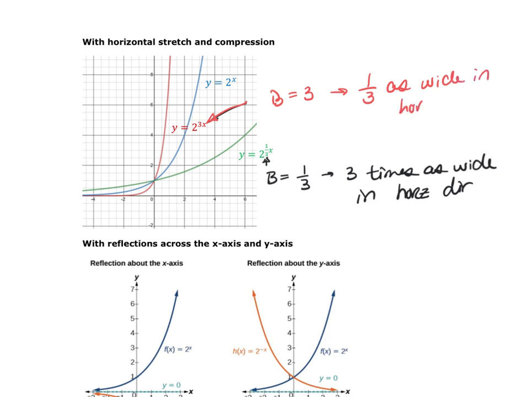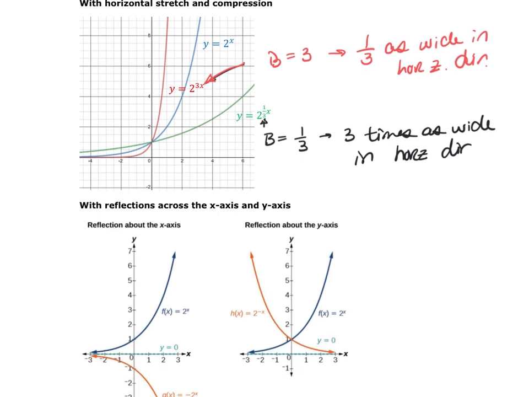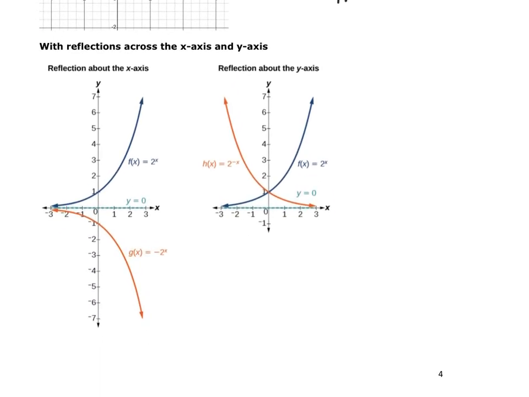horizontal direction. Okay? And of course we have the reflections. Notice that the negative in front reflects it about the x-axis. The negative on the exponent reflects it about the y-axis.